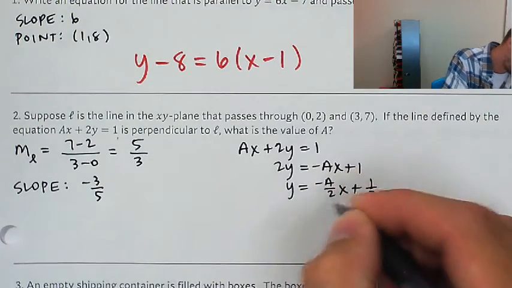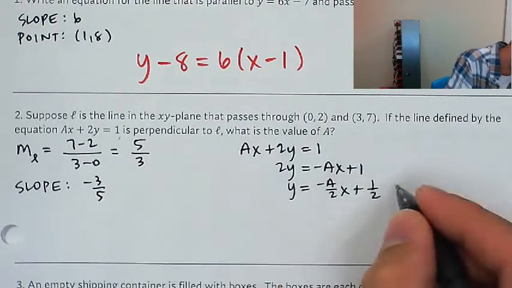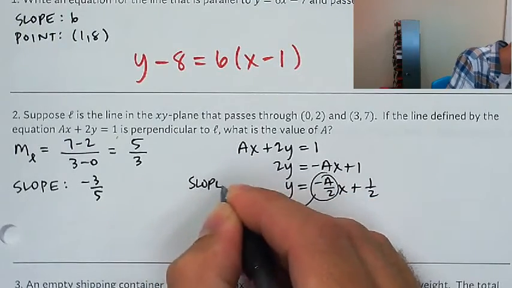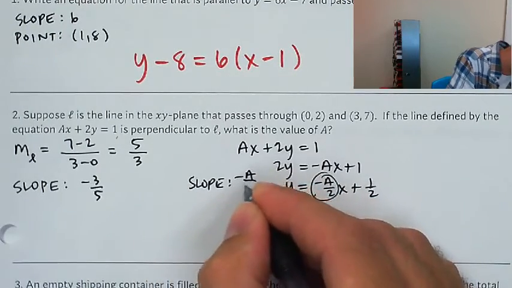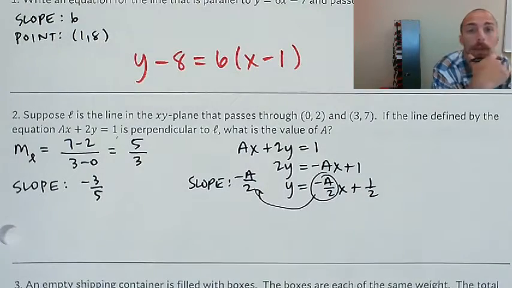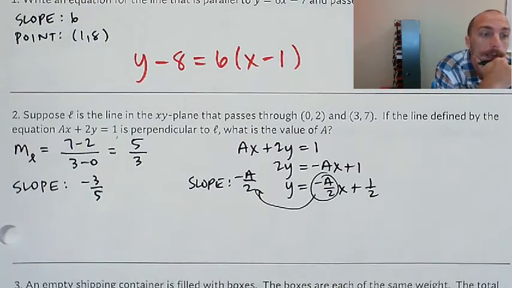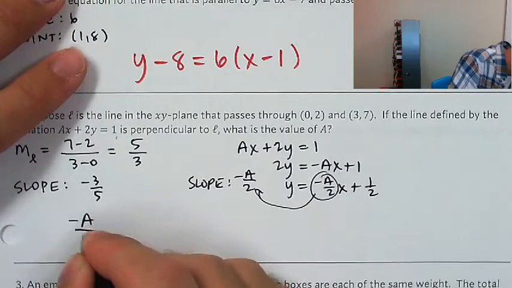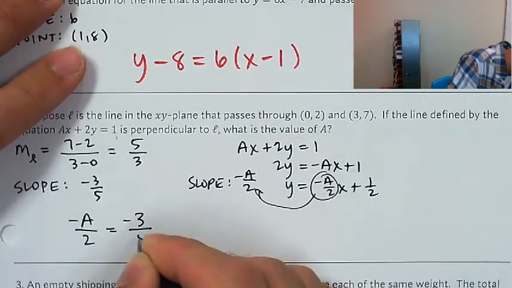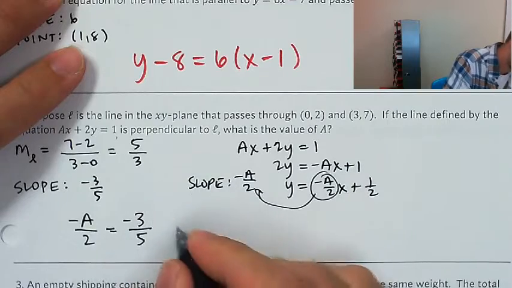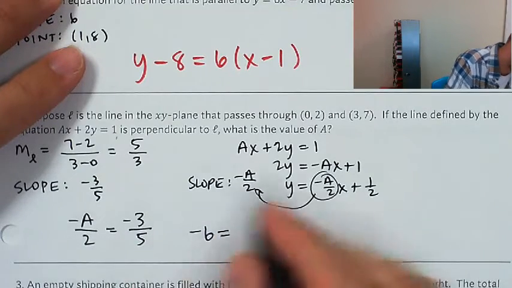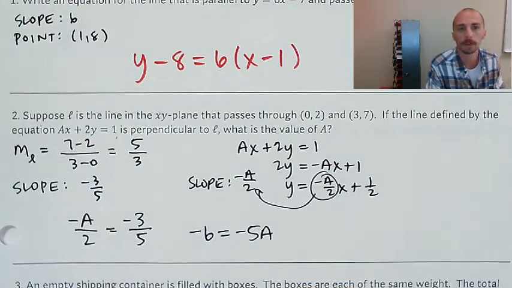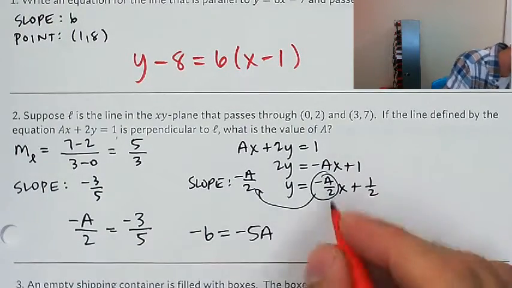And so now I know that the slope is also equal to negative a divided by 2. Right? The slope is that number that's attached to x, and y equals mx plus b. And I got to set them equal to each other because I know it's the same. Negative a divided by 2 equals negative 3 divided by 5. I'm going to cross and multiply, so negative 3 times 2 equals negative a times 5. Now I'm going to divide by negative 5, and I'll get a is negative 6 divided by negative 5, which is the same as positive 6 over 5.